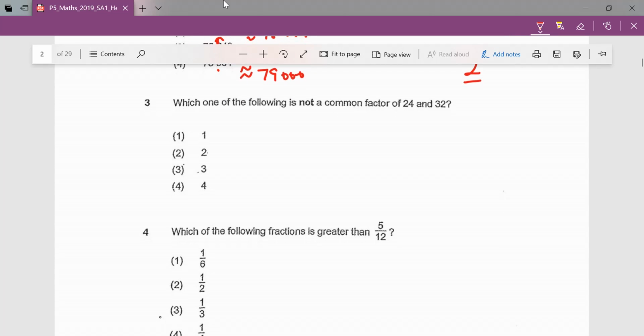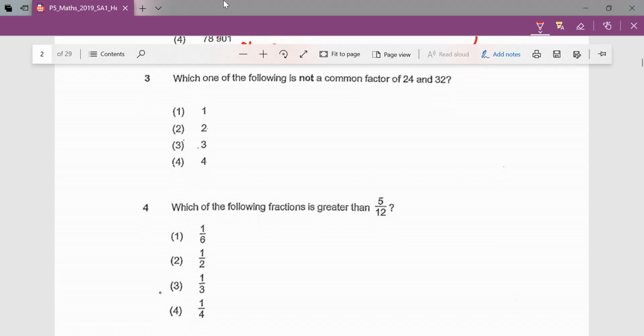Which one of the following is not a common factor of 24 and 32? 1 is definitely a common factor for both of them. 1 is a common factor for all the numbers, in fact. 2 is a common factor. Both of them are even numbers, so definitely 2 is a common factor. 24 can be divided by 3 because 3 times 8 gives me 24. But 32 cannot be divided by 3. Try dividing and you realize you cannot. So answer is actually number 3.